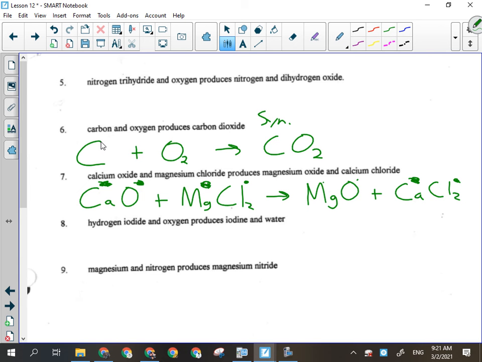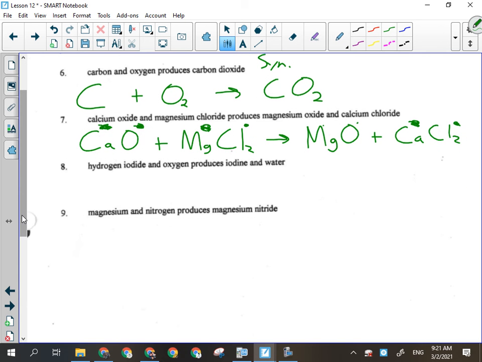How many people have done number 8? Okay. So we've got hydrogen iodide. If hydrogen is listed first, it's behaving as a what? Metal. So that means this is an ionic compound. Iodine's -1, hydrogen's +1, so that's already dropped and swapped correctly. It's reacting with oxygen, O2, and it's going to produce iodine. Anything I have to do with iodine? It's special, right? It comes as a 2, and water.